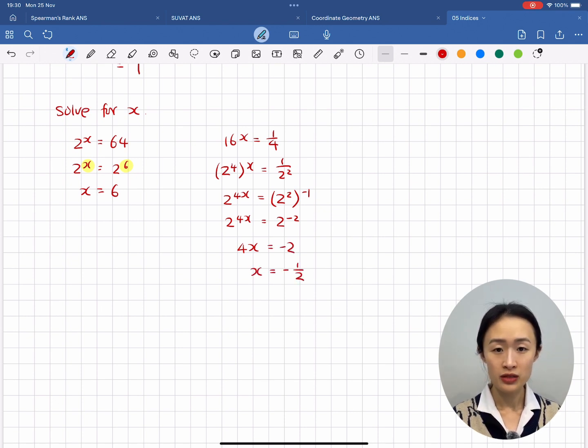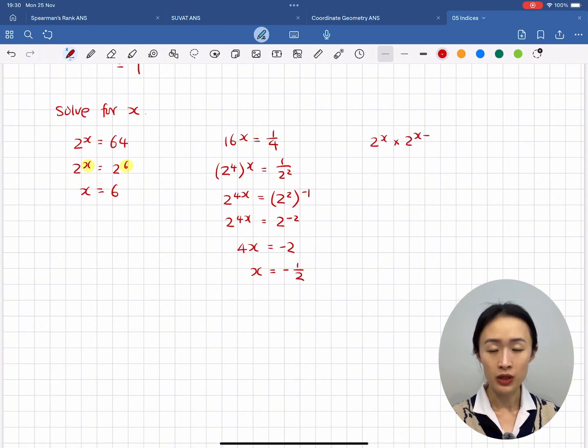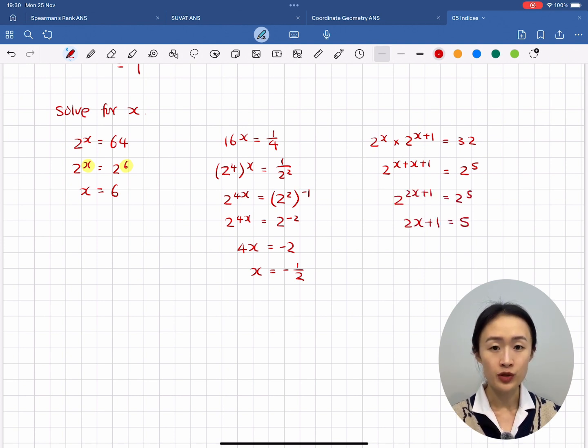Now let's look at the third one. 2 to the x times 2 to the x plus 1 equals 32. When I multiply 2 to the x by 2 to the y, I will add the indices. So now on the left hand side, I should have 2 to the x plus x plus 1. On the right hand side, 32 is 2 to the power of 5. So now if we simplify the indices on the left hand side, we should have 2 to the 2x plus 1. So that means 2x plus 1 should be 5. By solving the equation, we know that x needs to be 2.